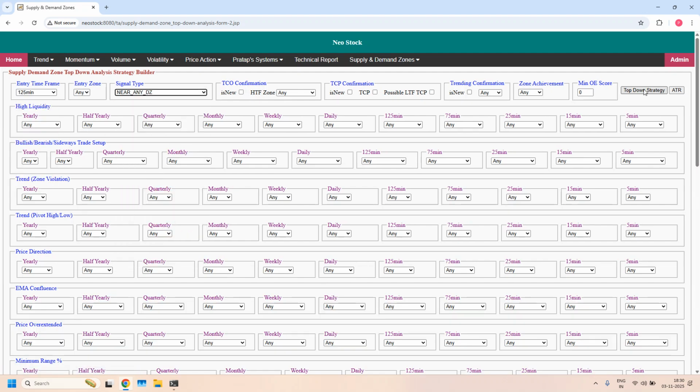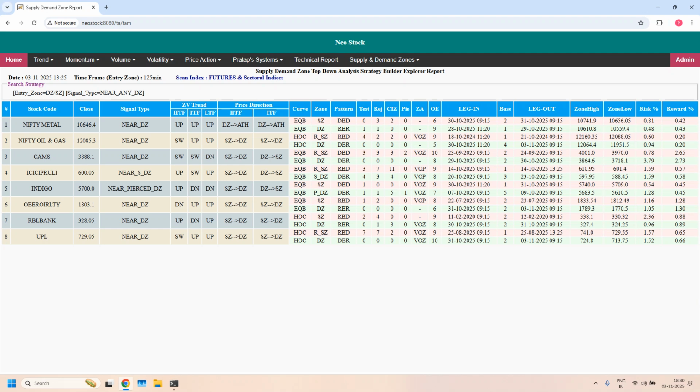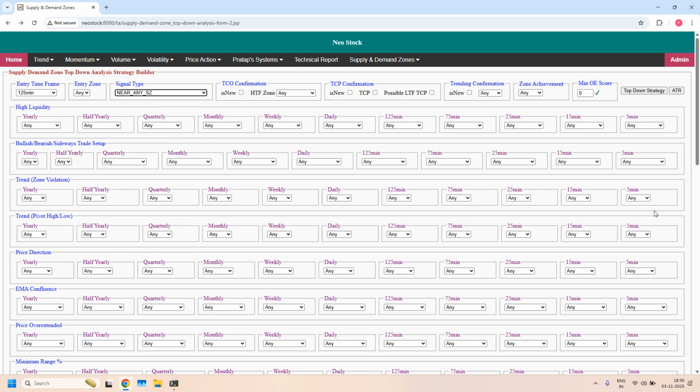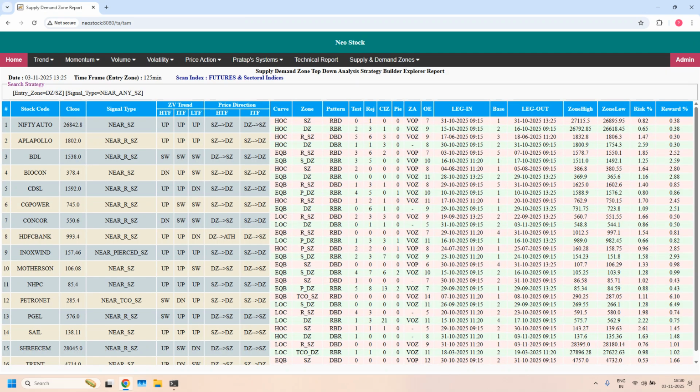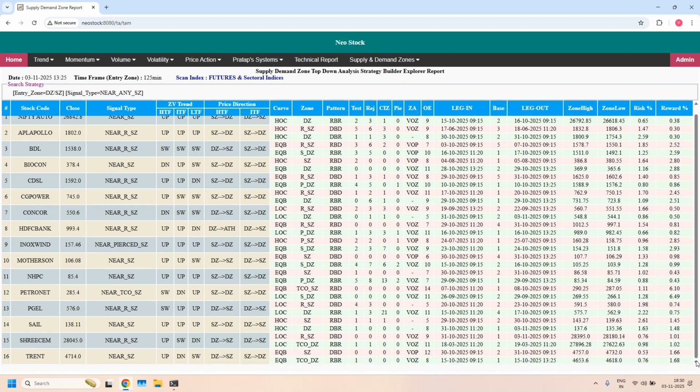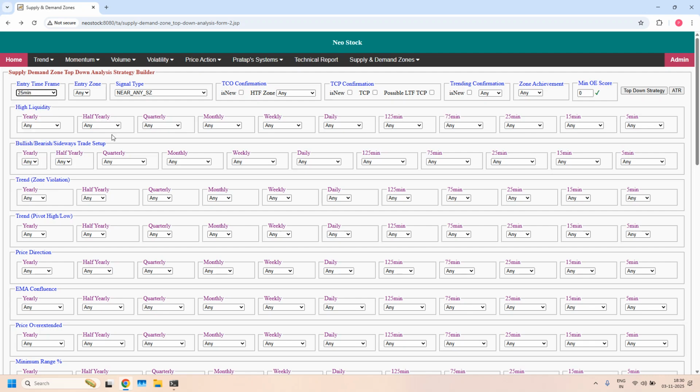Stocks near 125 minutes demand zone, we got 8 stocks. Next, stocks near to the 125 minute supply zone. First 15 stocks in the list. Scrolling the list down, total 16 stocks are filtered. Next time frame daily already generated in the beginning of the report. So the next time frame is 25 minutes.